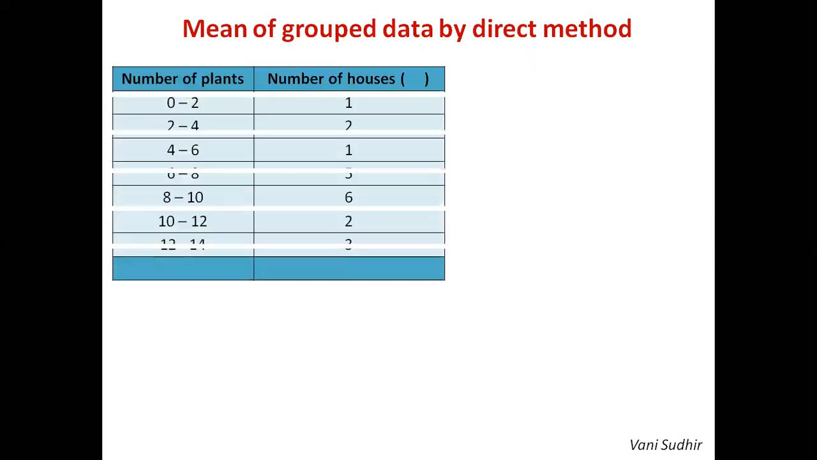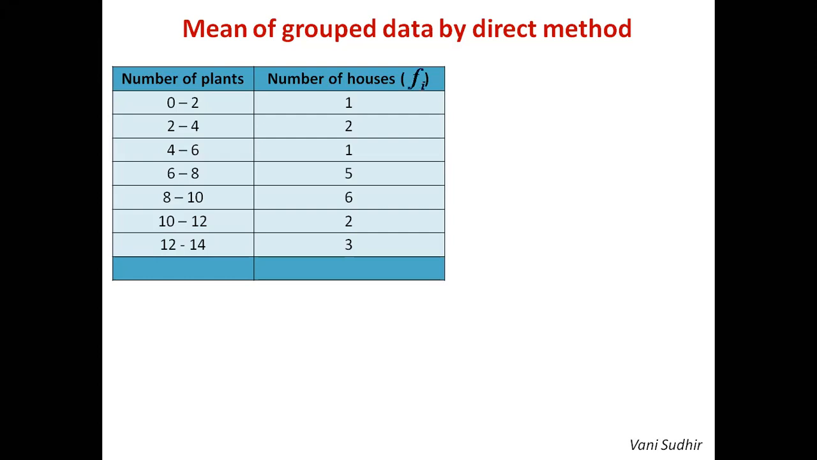Let us solve a problem when the following data regarding the number of plants in 20 houses is given. See, in one house, 0 to 2 plants are planted, in two houses, 2 to 4 plants are planted, and so on. In grouped frequency distribution, we cannot say a frequency belongs to a particular observation of the class interval. By seeing the frequency 3 of the class interval 12 to 14, we cannot say that the three houses have exactly 12 or exactly 14 plants in their house.